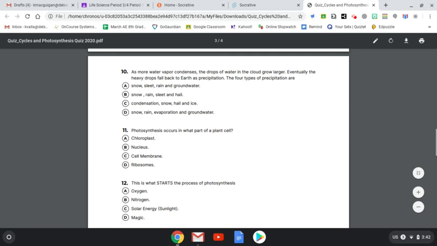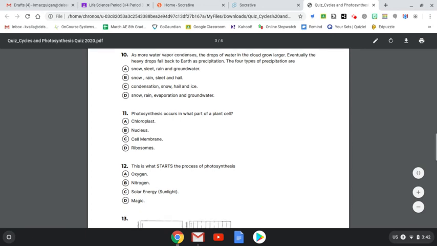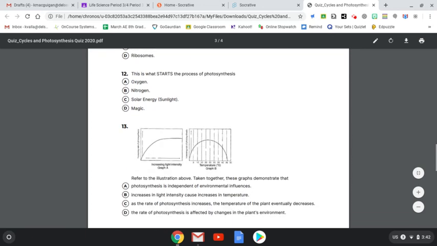Number 11, photosynthesis occurs in what part of the plant? Is it A, the chloroplast, B, the nucleus, C, the cell membrane, or D, the ribosomes? Number 12, this is what starts the process of photosynthesis. Is it A, oxygen, B, nitrogen, C, solar energy, aka sunlight, or D, magic?